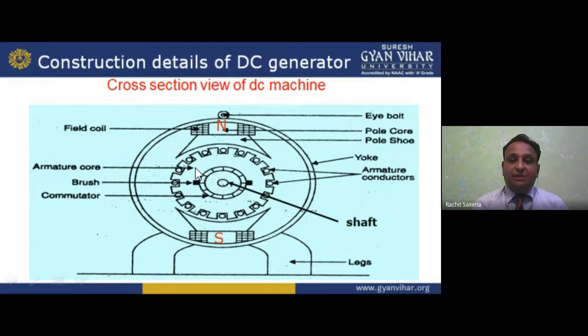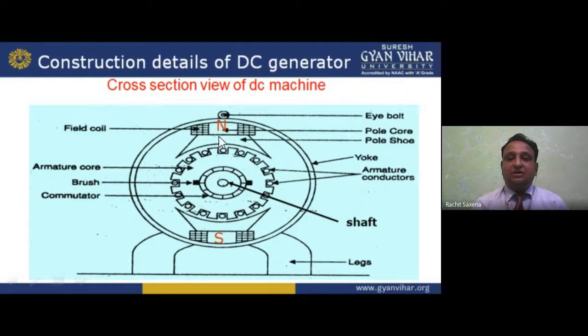Now the middle portion is a cylindrical structure, which looks spherical but is cylindrical. That is known as the armature core. These are the brushes fitted on it. The whole circular form I am showing here is the commutator, an important part. The middle one is the shaft. And the N and S which I wrote in red color are the poles.